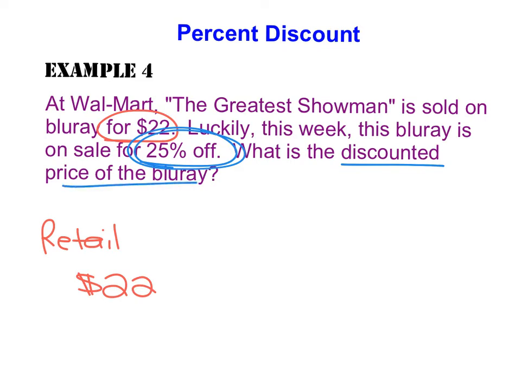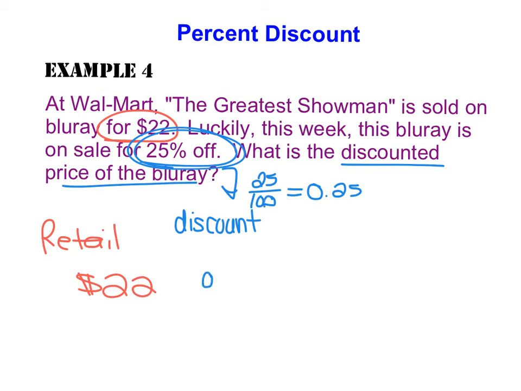So remember, a discount means that our price is going to go down. So we need to figure out what that discount is. How many dollars do we actually get off? Well, 25%, we need to start by turning that into a decimal. So 25 over 100 is equal to 0.25.